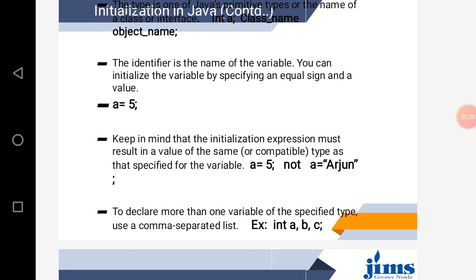And once this is defined, it is a strongly typed language. You cannot store a different type of value in an already defined variable. Like if your variable is of integer type, then it cannot store string or character. And we can declare many variables in one line using comma separation.